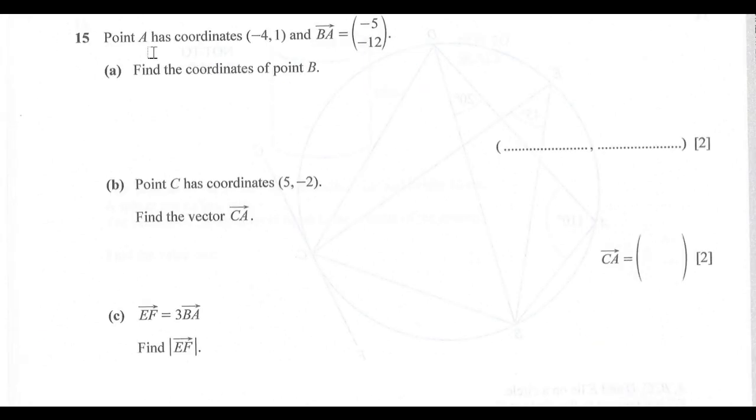Question number 15 says point A has the coordinates 4 and 1 and vector BA is -5, -12. Find the coordinates of B.